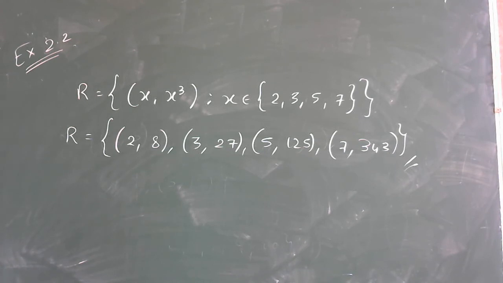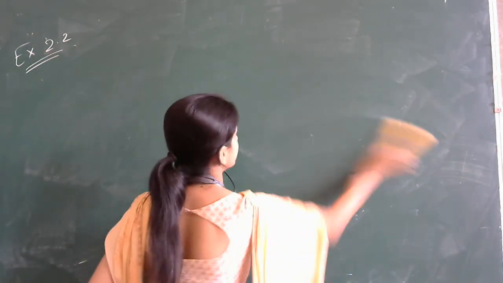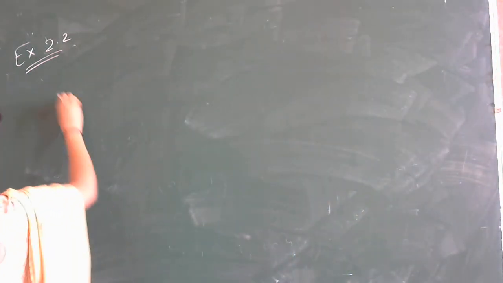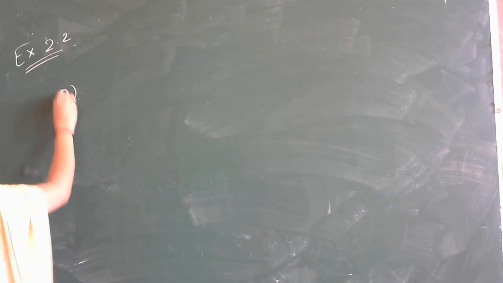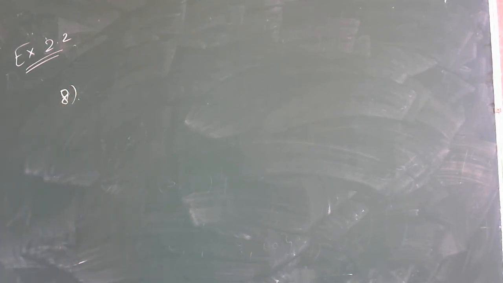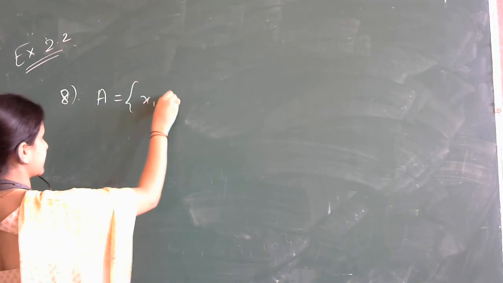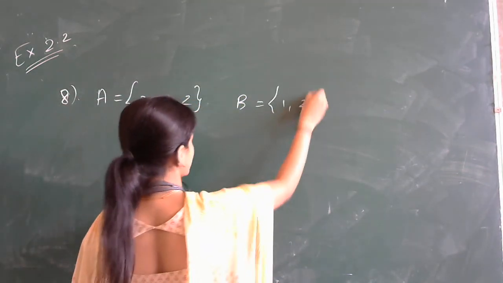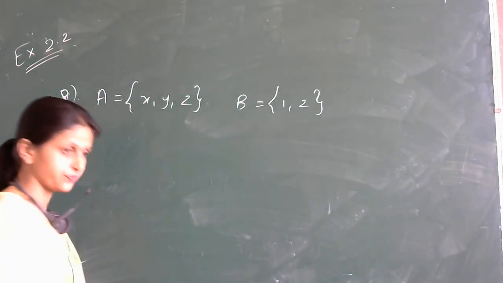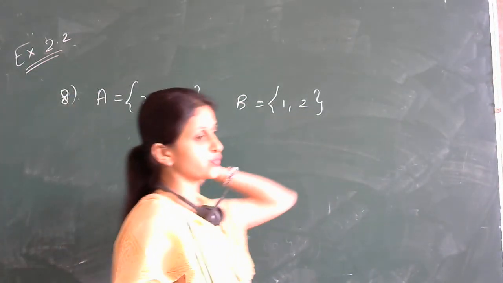Next question. Very important question, 8th one. The question is asked like this. Let A equal {x, y, z}. My set A consists of 3 elements x, y and z. And my set B consists of 2 elements, 1 and 2. Very interesting question. What they have asked us is, we have to find the number of relations from set A to B.